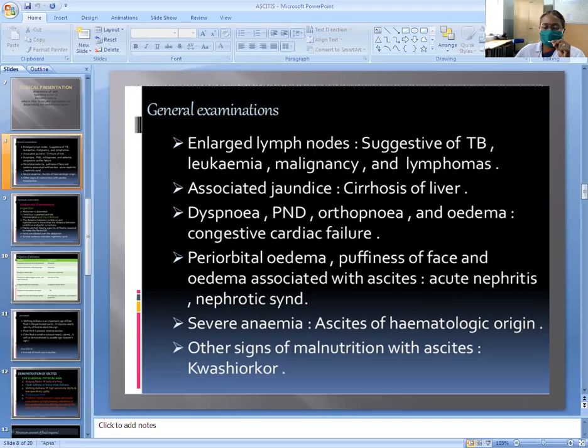Vital parameters: increased pulse rate, blood pressure can be normal, increased respiratory rate, pallor is present, edema is present, lymphadenopathy can be present if the cause is malignancy. You get puffiness of face if the cause is renal failure. So these are the positive findings on general examination, depending on the underlying cause.